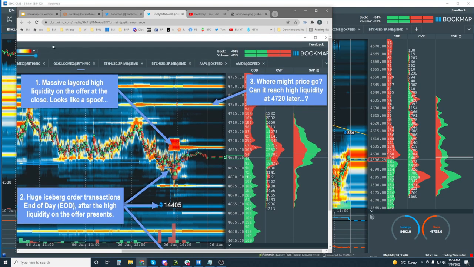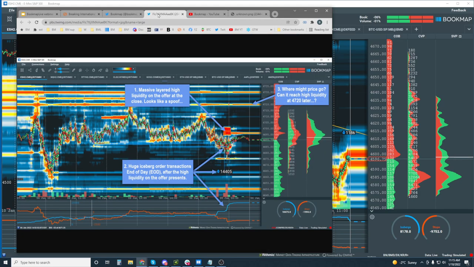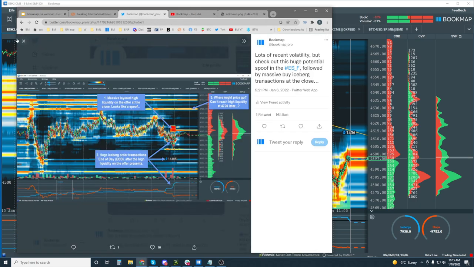Still very curious about these icebergs that we saw on the 6th and also on Friday, which was the 7th, I guess. Let's see if we can get above those areas. And what are those areas? Let me take a quick look here. 4720 or so. Yeah, something like that. 4700 here. That's where that big spoof was at the close. Anyway, just keeping it in mind.